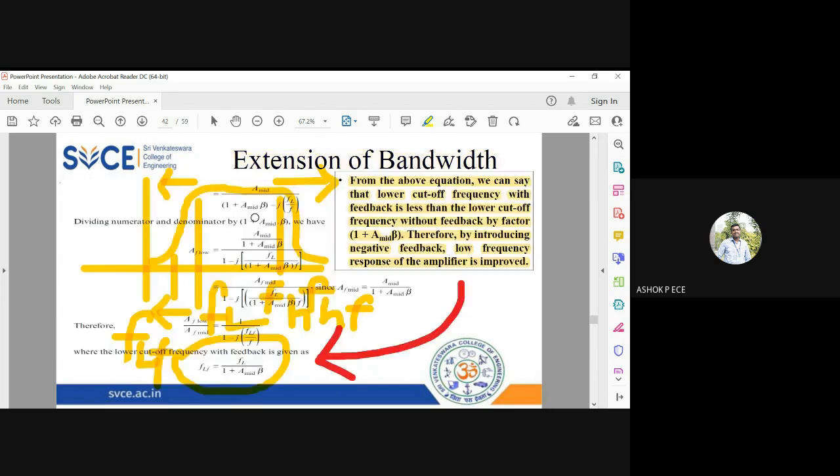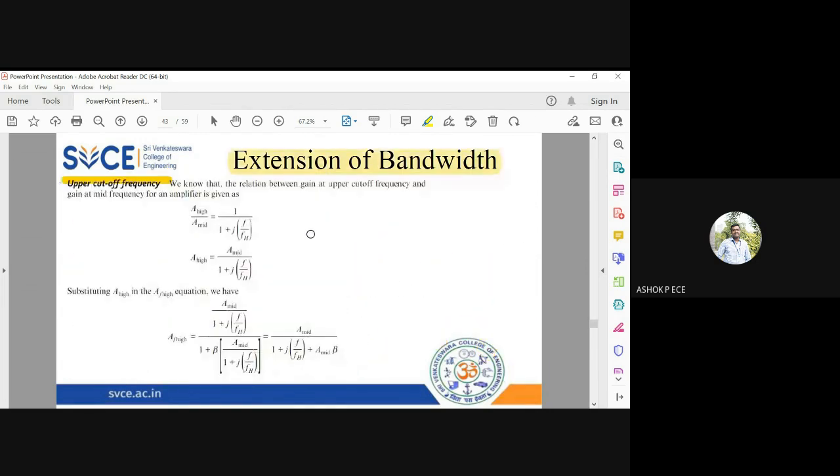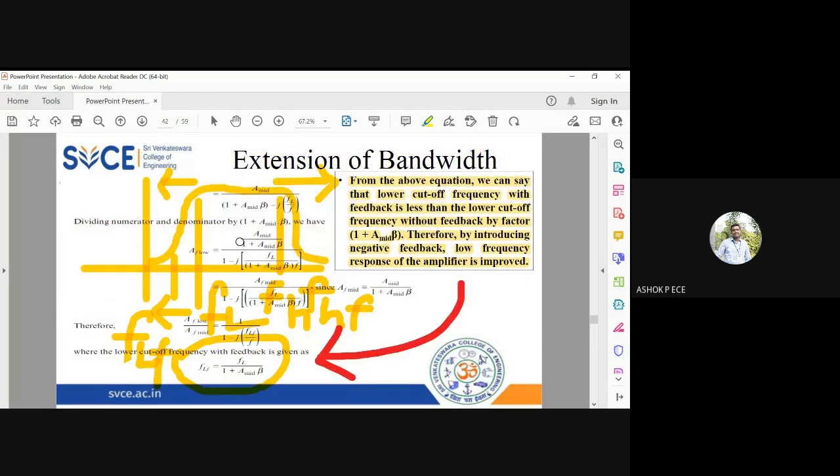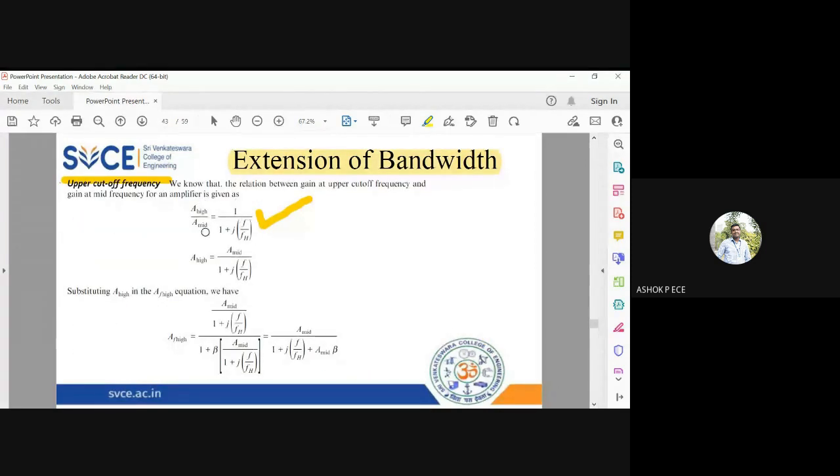We'll again start, but here I'm going to start from A high by A mid. This is the frequency response of the amplifier in the high frequency region. High frequency means the reducing portion of your graph. In the middle portion we are not bothered because the gain is constant. I am more bothered about the low frequency region where the gain is increasing, and the high frequency region where the gain is decreasing. Please understand that clearly. A high by A mid equals 1 by 1 plus j F by FH. FH is the upper cutoff frequency.